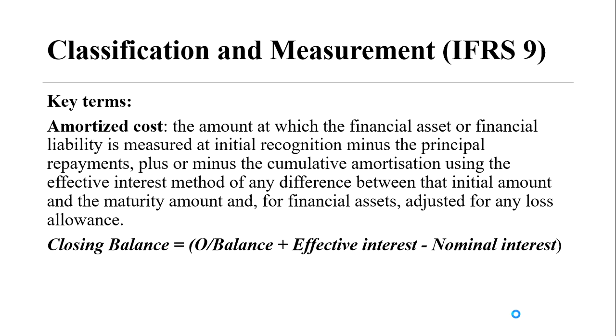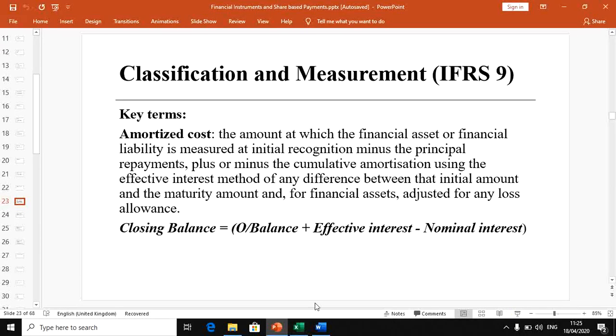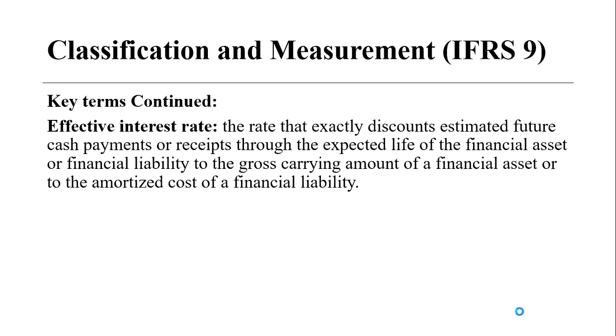Closing balance, this is my simple way of looking at amortized cost. If you want to find the closing balance of a financial instrument, whether it be a financial asset or a financial liability, what do you do? You say opening balance plus the effective interest rate less nominal interest. In most cases, this is what you'll be required to do in your exams.